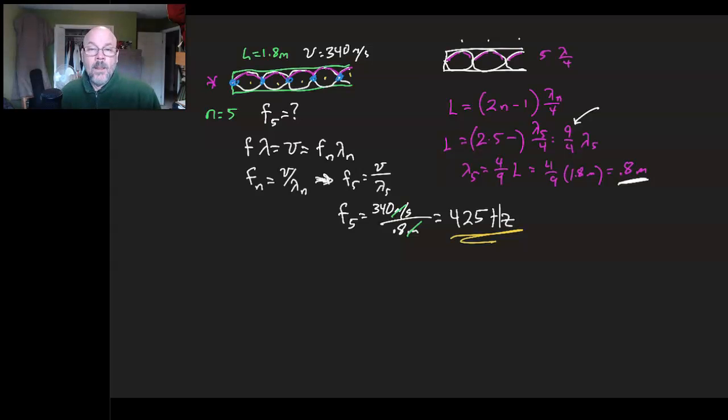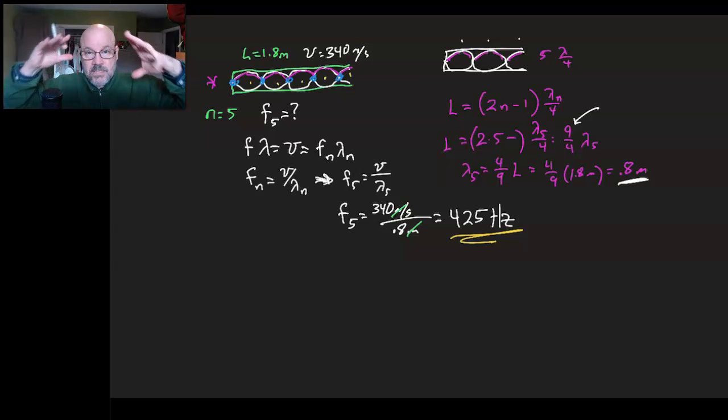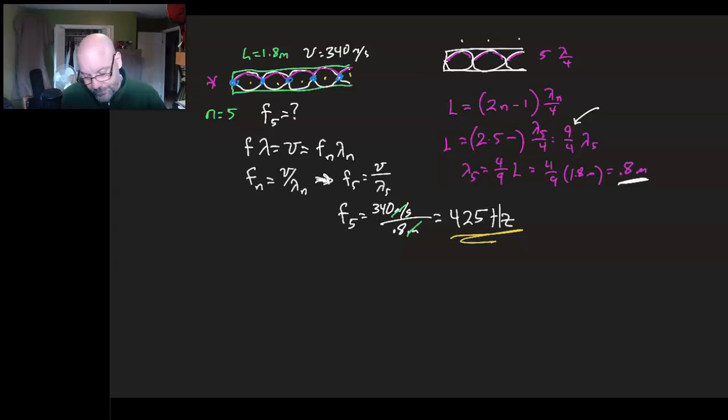Now, there are a lot of variations on this. If you get your head around this, watch this video, and study the example carefully, you're going to be in great shape, because there's only so many things you can do, but there are a lot of different things you can do. It might be that you're given the frequency, maybe 425, and you know the length is 1.8, and you know the mode is n equals 5, and you might have to find the velocity. No problem, you're just going to come back up here and use f lambda equals v.